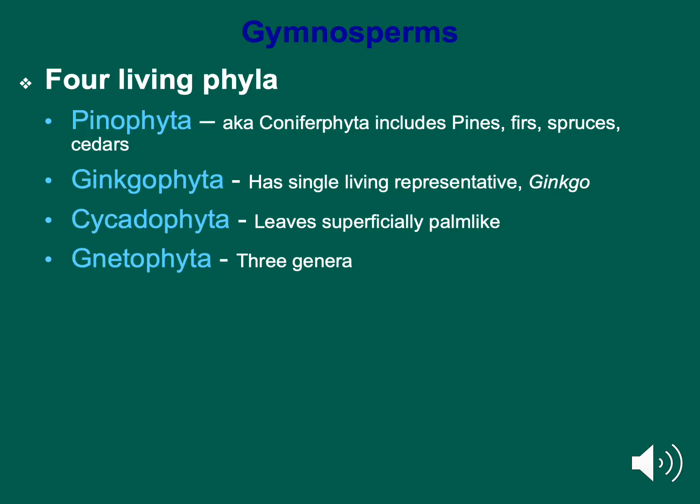There are 4 different phyla of Gymnosperms. The Pinophyta, which are mostly our conifers, the Ginkgophyta, the Hepaticophyta, and the Cnidophyta. The G is silent.